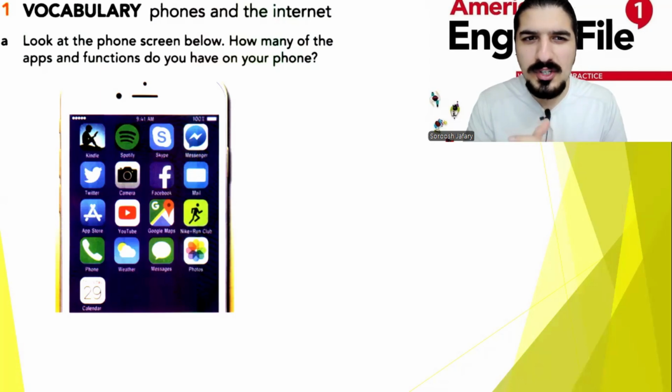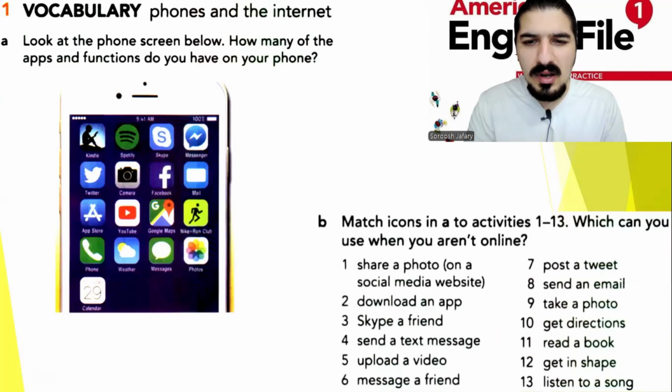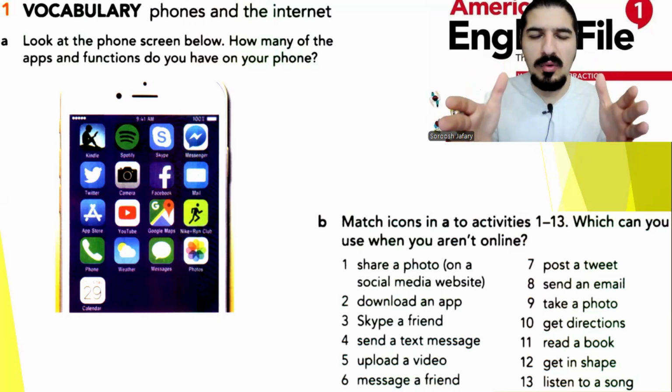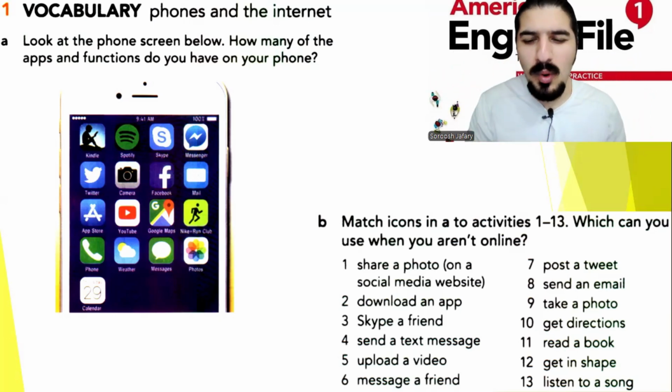Now, look at the phone screen below. How many of the apps and functions do you have on your phone? Take a look. All right, very good. Now, I need you to match the icons in A to activities 1 to 13. Which can you use when you aren't online? Okay, this is your gig. You and your friend talk about the functions of the phone. Match them. I'll be waiting.